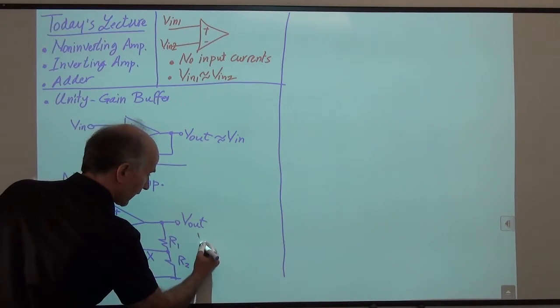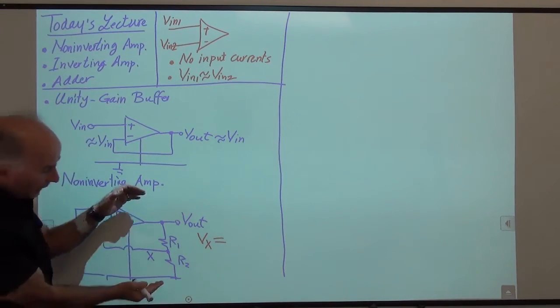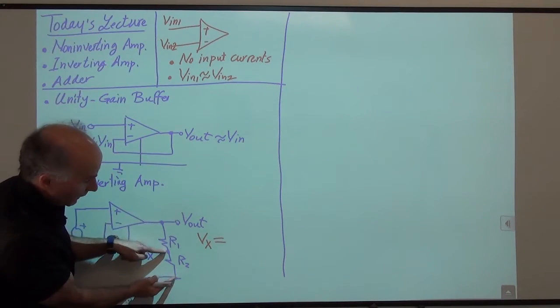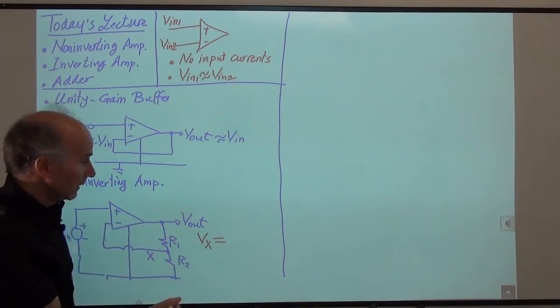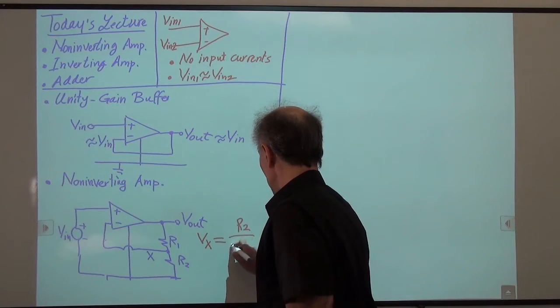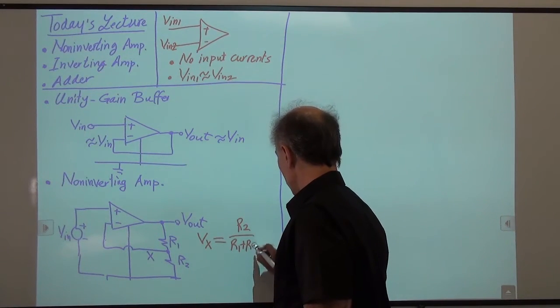So I say Vx is equal to, this is a voltage divider, right? I have two resistors dividing this voltage. So if this is Vout, this would be R2 over R1 plus R2 times Vout. So this voltage at node X is R2 over R1 plus R2 times Vout.